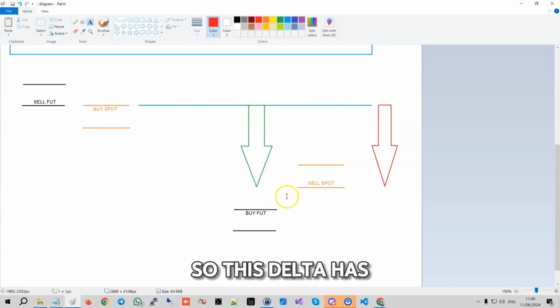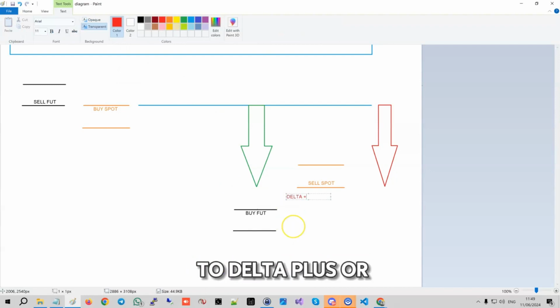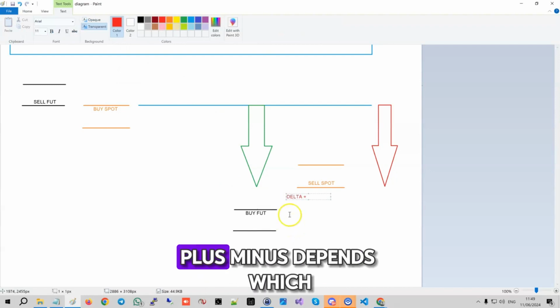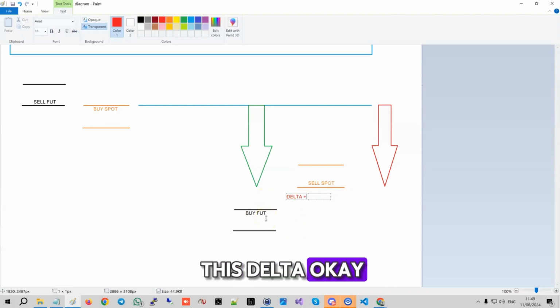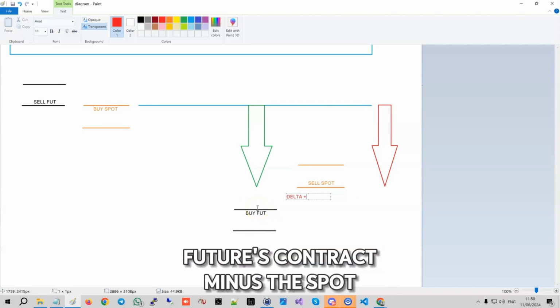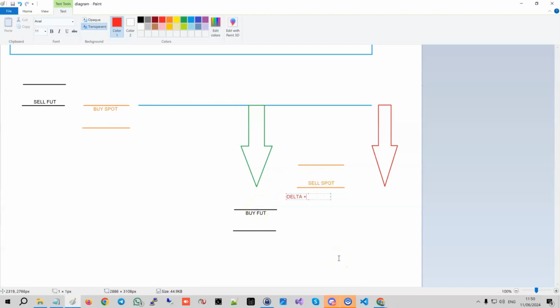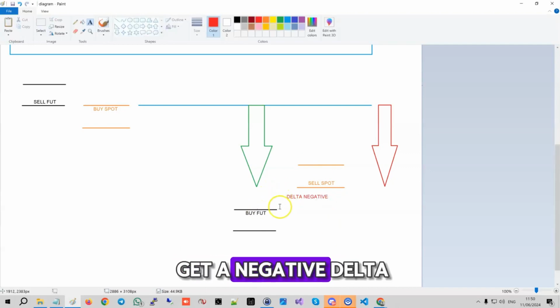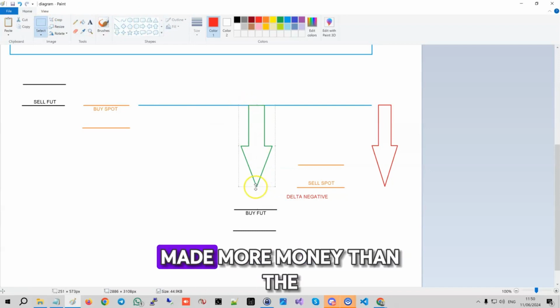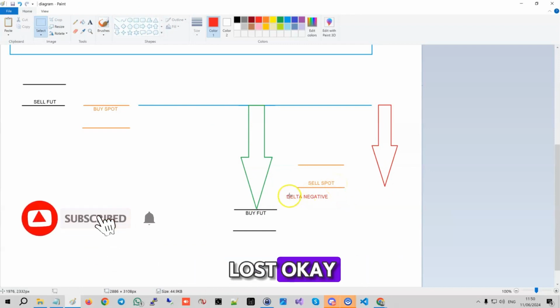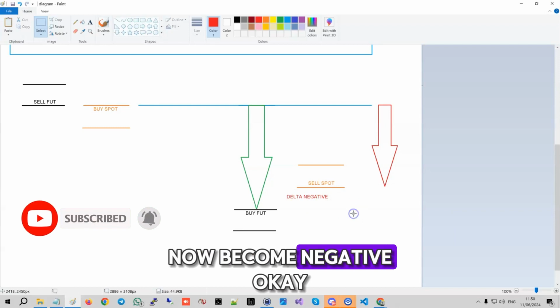So this delta has to change, delta plus, or I don't know, plus or minus, depends which side you look at it or how you calculate this delta, okay? So if it's the ask of the futures contract minus the bid of the spot, the delta is negative, okay? So if you get a negative delta, that means your futures contract has made more money than the spot contract has lost, okay? Because this delta has now become negative, okay?